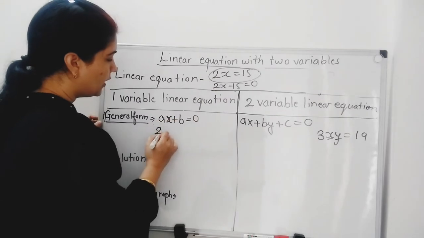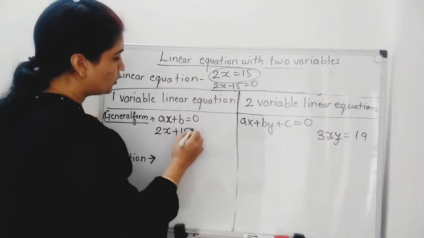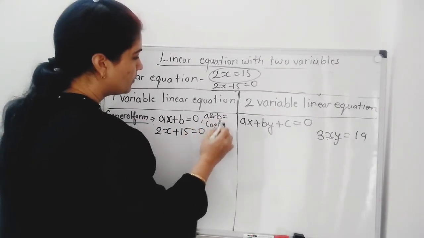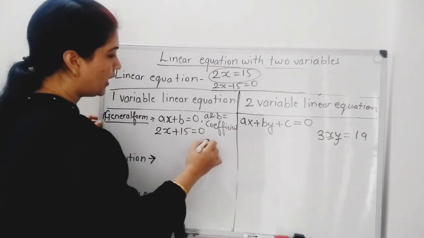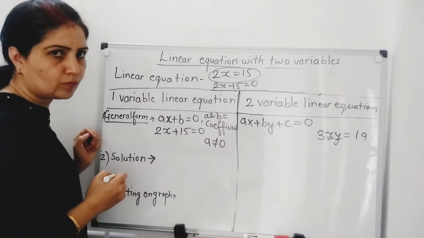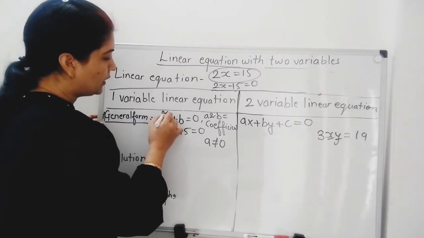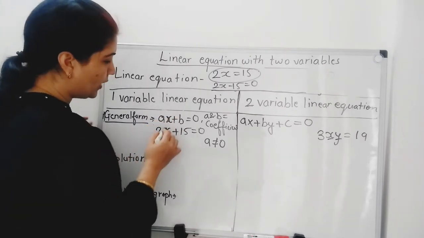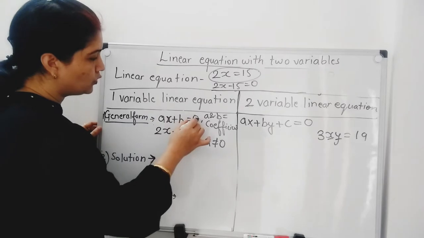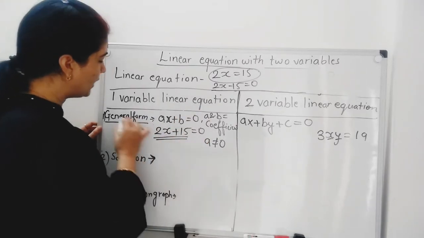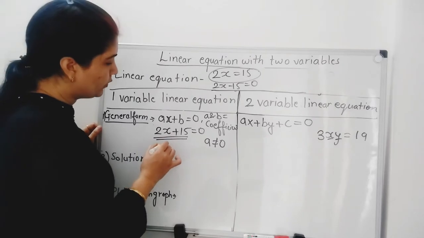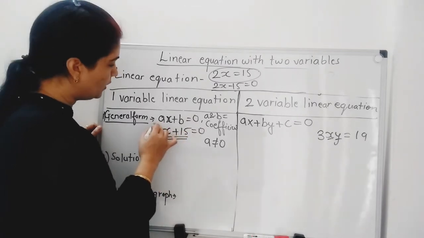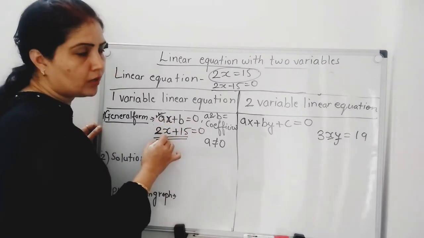When I am talking about this, I can write it as 2x plus 15 is equal to 0. Here a and b are coefficients, and a cannot be equal to 0. If a is 0 here, then we will multiply by the variable and will not be able to get the value because it is already 0. So if any equation is following the general form ax plus b is equal to 0, then only it will be called a one variable linear equation. Here at the place of a we have 2, at the place of b we have 15. So it is following the general form, that's why it will be called a one variable linear equation.